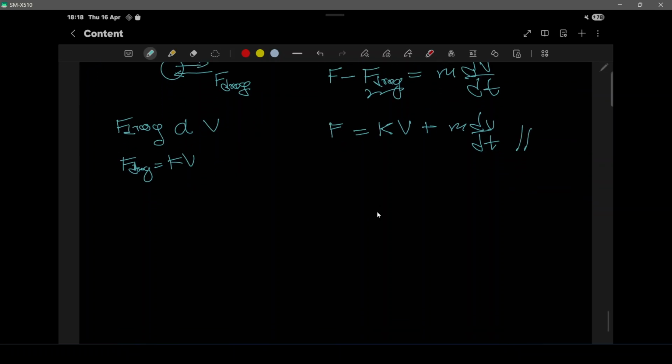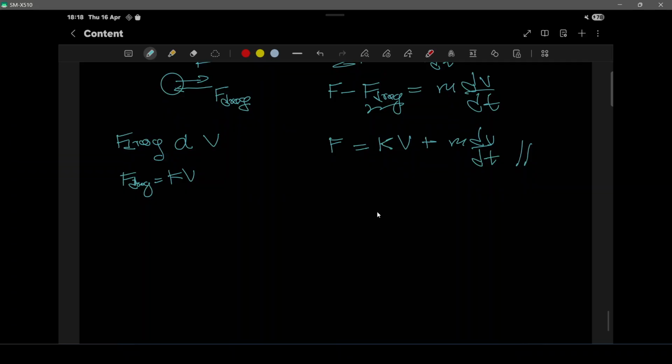Next they ask to solve using the integration factor. Before we solve this equation using the integration factor, we have to get it to a standard form. So what is the standard form? dv over dt, I would write as v dash plus k over m v is equal to f over m. I divide the whole equation by m.